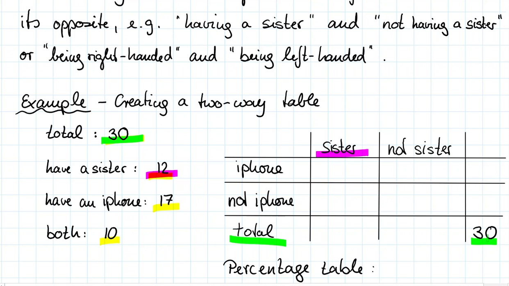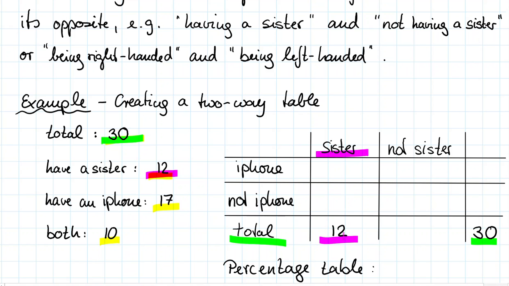So what other information do we have? We have the information that there's a total of 12 sisters. Well, okay. Let's put that in the table. 12 sisters. The last row says total, so the total of the sisters goes in there.